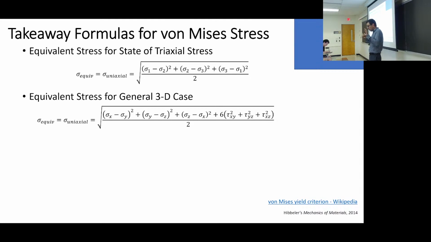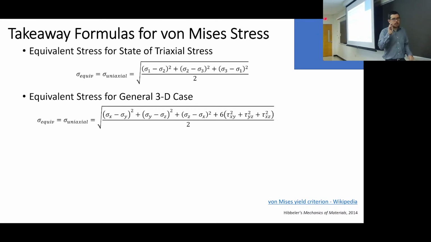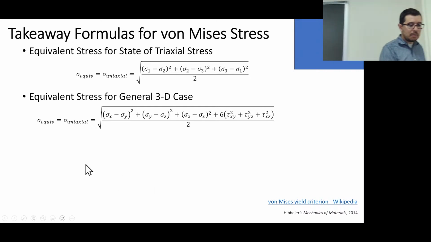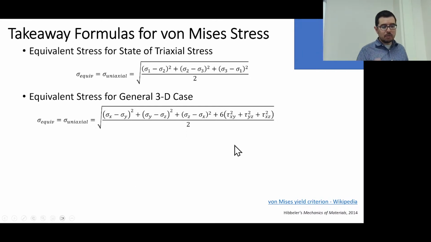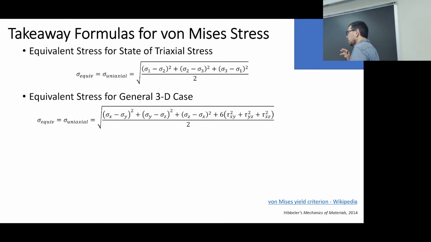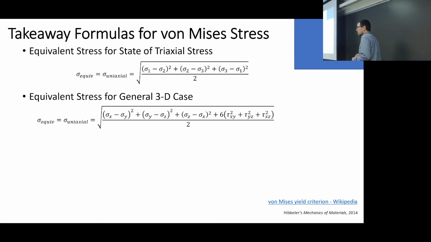I was thinking you could do the projections, like look at the sigma 1, 2, the 2, 3, the 1, 3. I'm not sure though if that will work out exactly, but either way, the point here is that if you have a general state of stress, not sigma 1, sigma 2, sigma 3, but sigma x, sigma y, sigma z, then you can calculate the uniaxial equivalent.